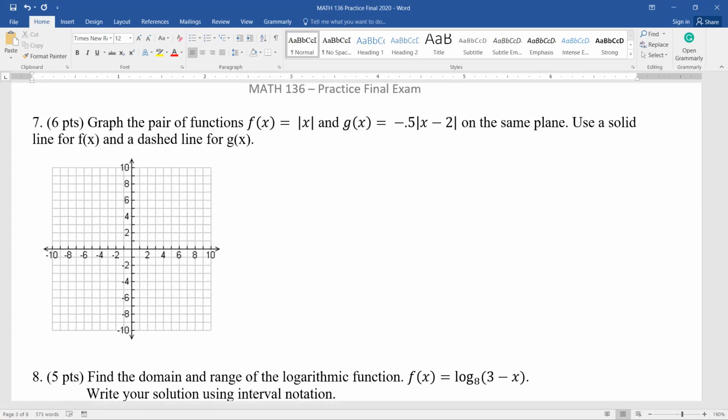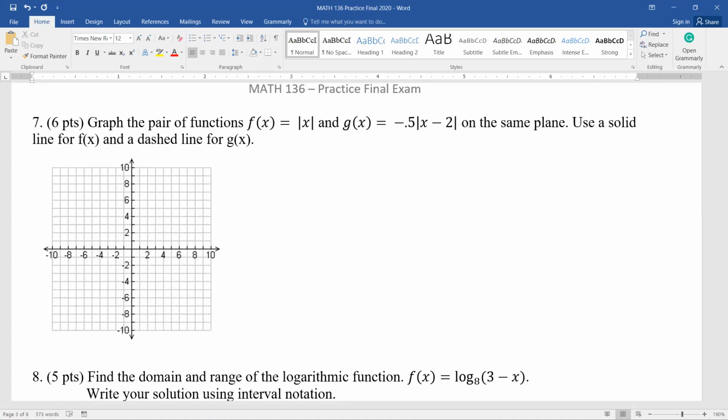Question number 7, we're going to graph the pair of functions f of x equals the absolute value of x and g of x equals -0.5 times the absolute value of x minus 2. If you take a moment and look at your reference sheet, the parent function for the absolute value of x is actually given to you. So we're going to go ahead and graph that.